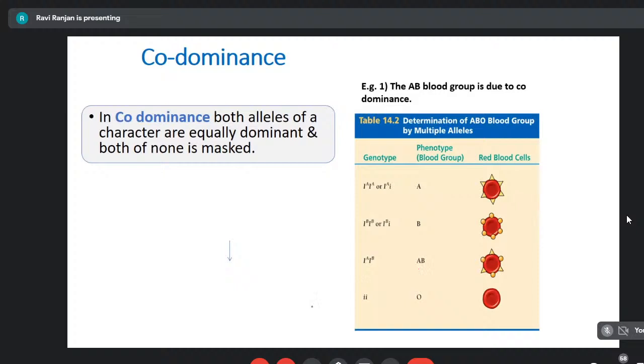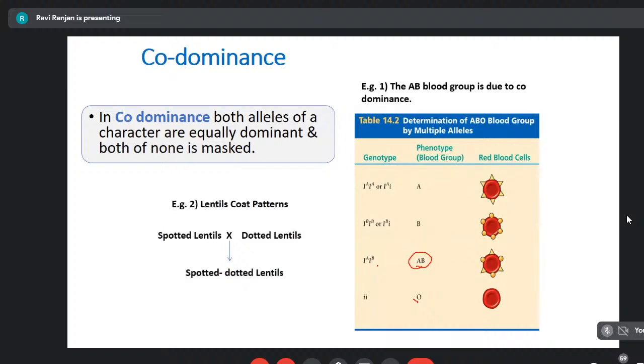So we know that in the ABO blood group system, the A blood group has a genotype IAIA or IAIO, or sometimes we also write small i. B blood group has IBIB or IBIO. AB blood group is IAIB, and ii, that is IOIO, will give O blood group type, right? Now here, whenever A and B come together, both of them will express themselves completely, right? And that's why we have the AB blood type. So this is an example of codominance.